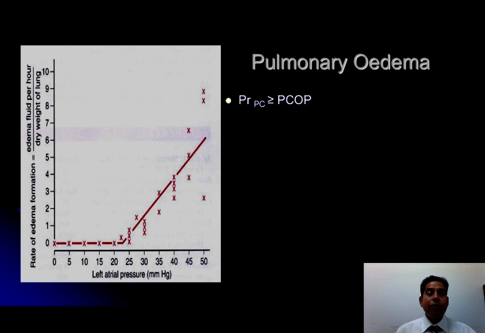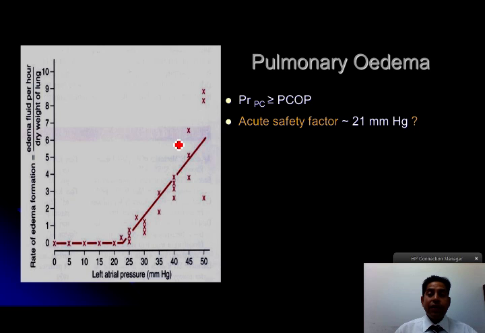occurs any time when the pressure in the pulmonary capillaries becomes more than the plasma colloid oncotic pressure. For this we have a safety factor. That means if the pressure rises up to 21 millimeters of mercury, you are safe. This is what is shown in the graph below.